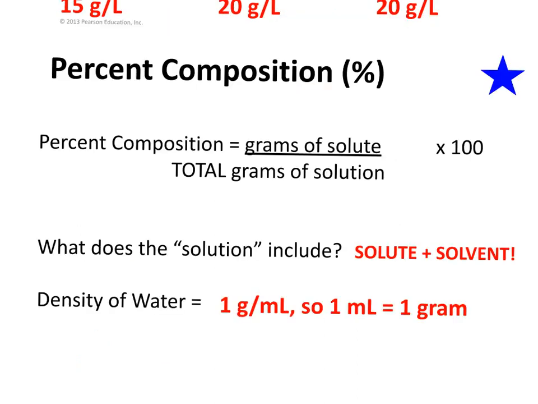The next equation you want to know for a fact is my percent composition. Now remember, with percent composition, it is a little bit different. You're always going to have your grams of solute on the top, but now you're extending where you're going to have your total grams of solution. This will always be my solute plus my solvent.